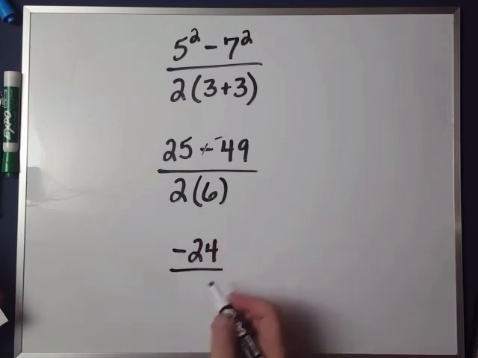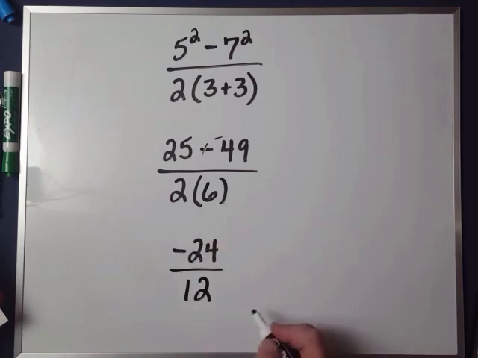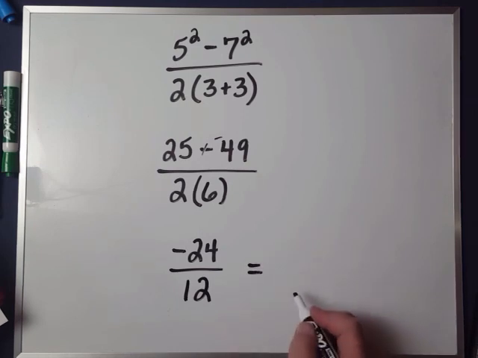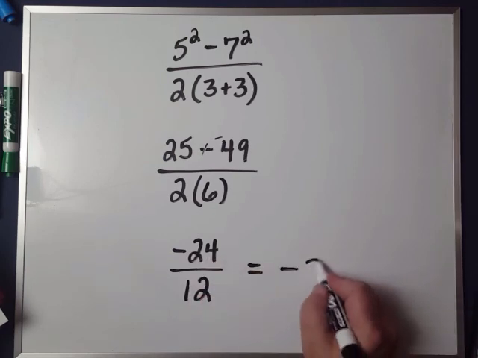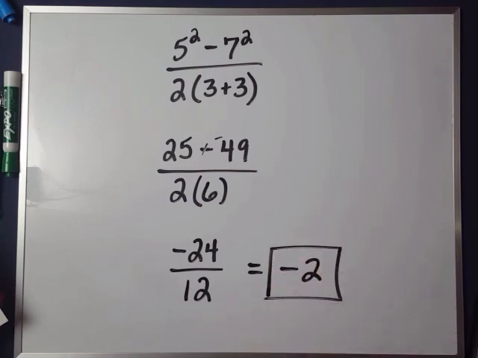Over in the bottom, 2 times 6 is 12. We boiled down the top, we simplified the bottom. We're ready to perform the division. You divide 2 numbers of opposite sign, a negative divided by a positive is negative, and 24 divided by 12 is 2. How'd you do on that one?